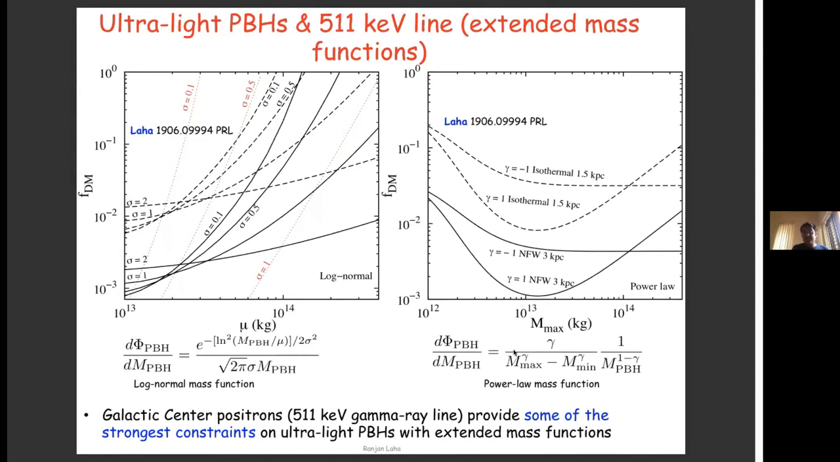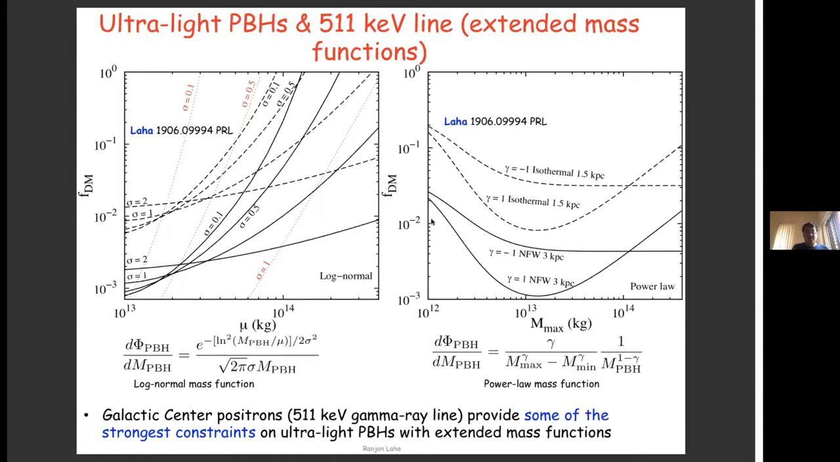One can also do the same thing for a power law mass function. This is parameterized by this expression where gamma is the spectral index, and M max and M min are two parameters, and you get very strong constraints. So whatever I do, I find that the constraint from the observation of the 511 keV gamma ray line at the galactic center provides some of the most stringent constraints on ultralight primordial black holes with extended mass function.